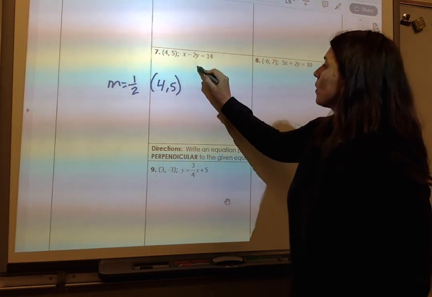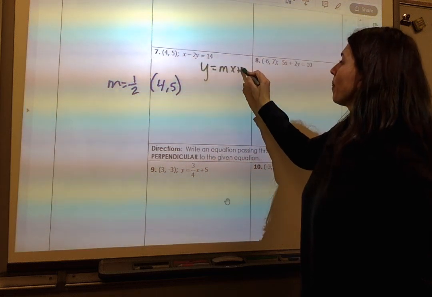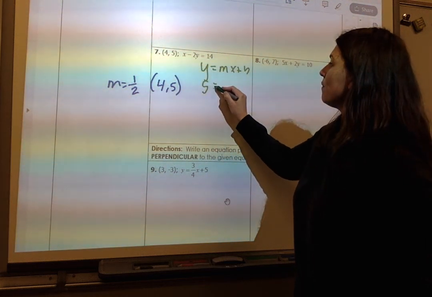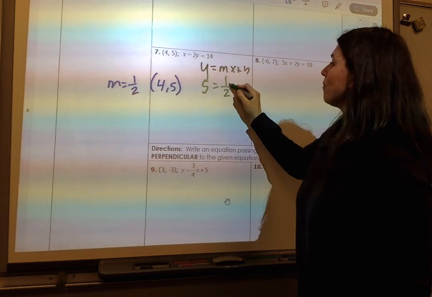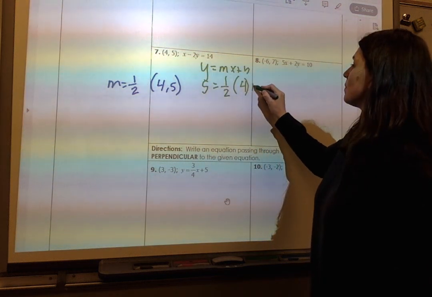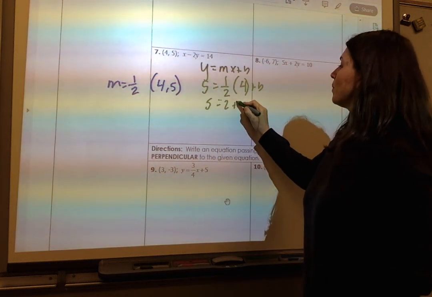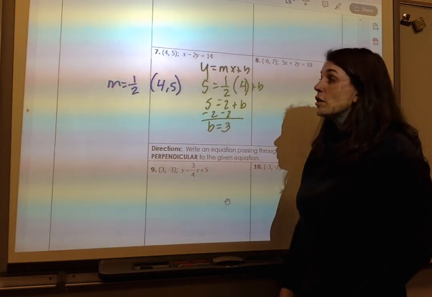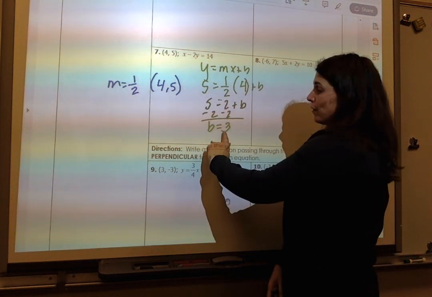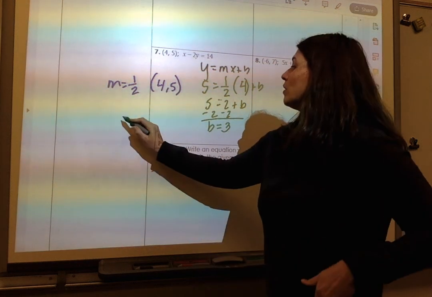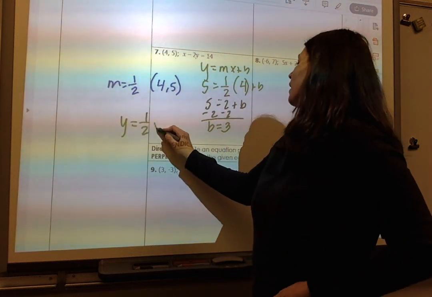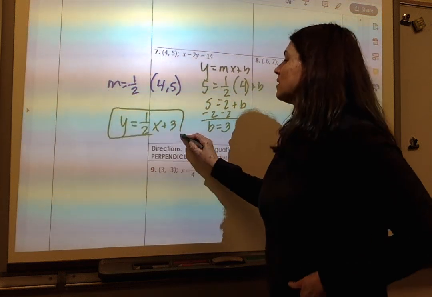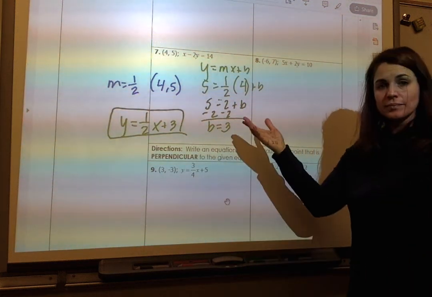So now, let me create more workspace. I'm just going to use my shortcut, y equals mx plus b. My y value is 5. My slope is 1/2. My x value is 4 plus b. So 5 equals 2 plus b. Subtract 2 on both sides, and I get b equals 3. So my new line has a slope of 1/2 and a beginning point of 3. So now it's going to look like y equals 1/2 x plus 3. And that's the equation of my new line.